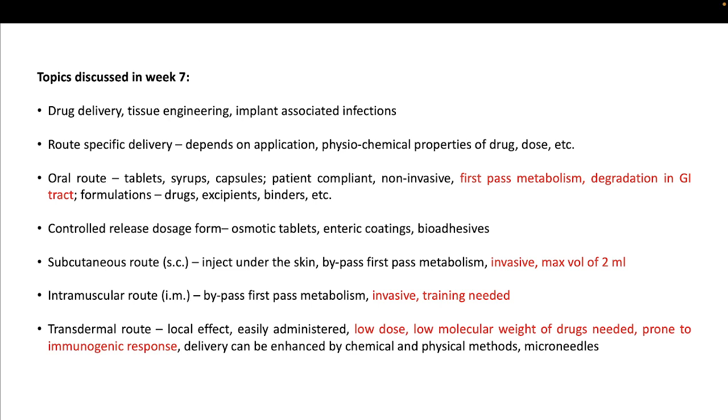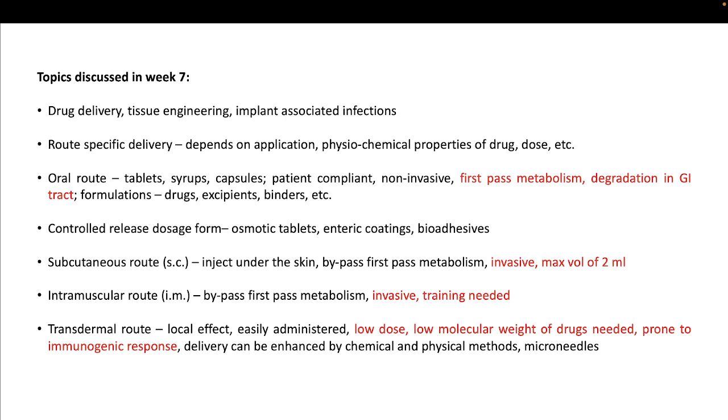So we have been discussing concepts in drug delivery followed by tissue engineering, and in the last week we saw certain questions associated with implant associated infections. In this week, for week 7, the theme is route specific delivery, where the professor has discussed various routes of administration, and depending upon our application, what drug we want, that's where our route specific delivery comes into play.